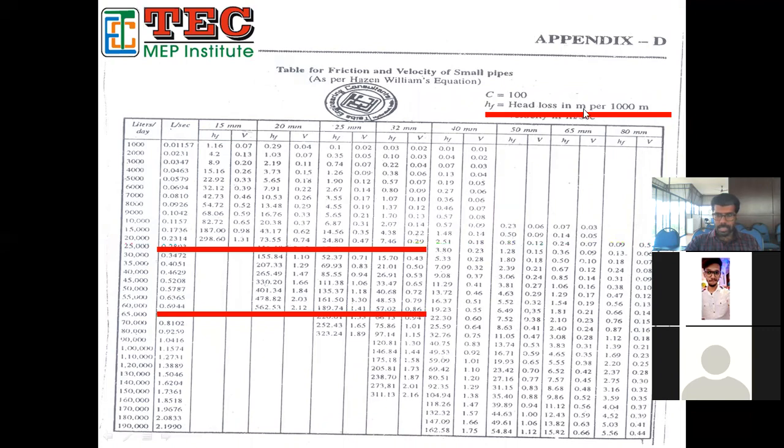So this is head loss in meter per 1000 meter only. That's why it is 57. Yeah, it is HF is 57.02 and velocity is 0.86. So if you are writing head loss in meter per 100 meter, it will be 5.7. You got the difference? Because if the head loss is in meter per 1000 meter, it is 57.02.